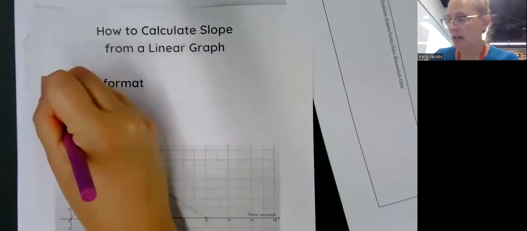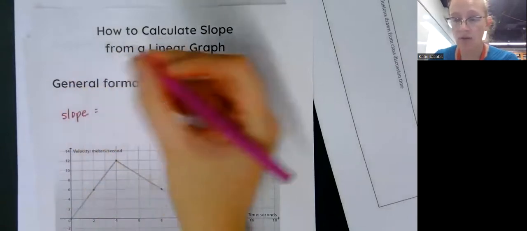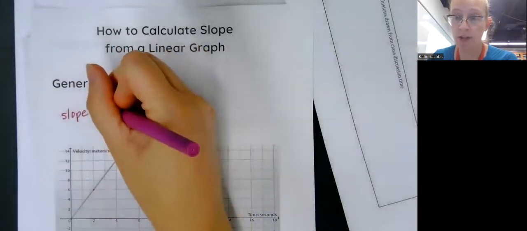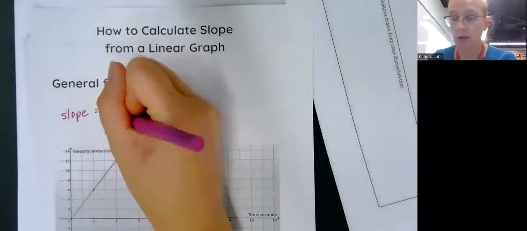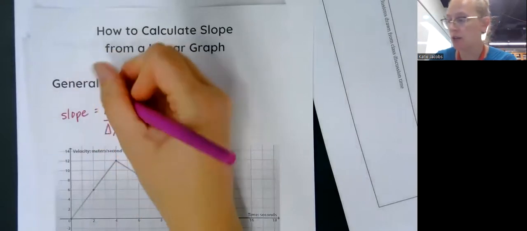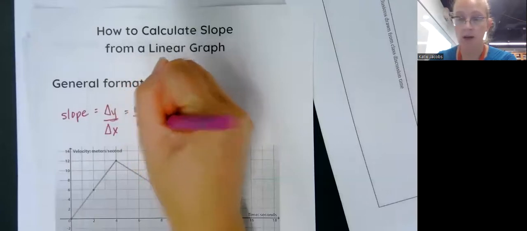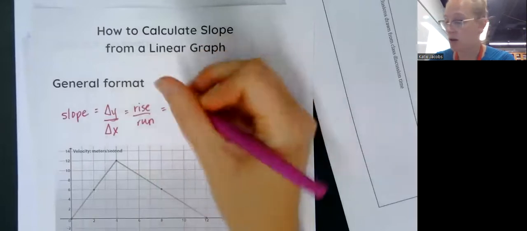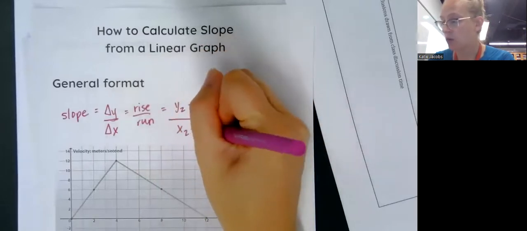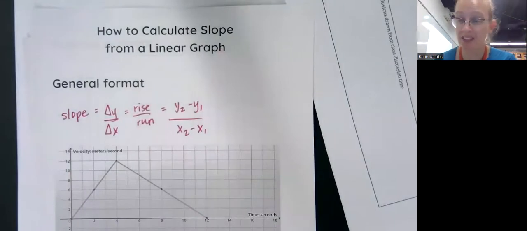The general format to calculate slope can be written in two different ways. Overall, it's the change in y over the change in x, which we write as delta y over delta x, delta meaning change in. Another way to say that is rise over run. Another way to do it is y2 minus y1 over x2 minus x1 when you have selected two different points on the linear line.